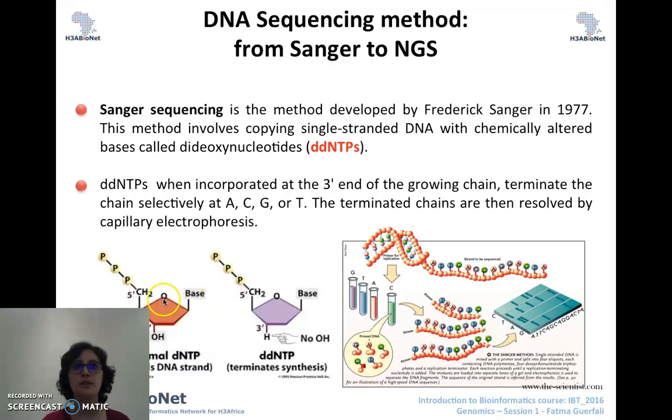You have here an example illustrated of the difference between a normal base and the modified base. So the normal base has a 3' OH that is required for the formation of a phosphodiester bond between two nucleotides. So basically two bases of DNA would be linked thanks to the 3' OH, whereas the ddNTP lacks this 3' OH, and this terminates the elongation of the chain.